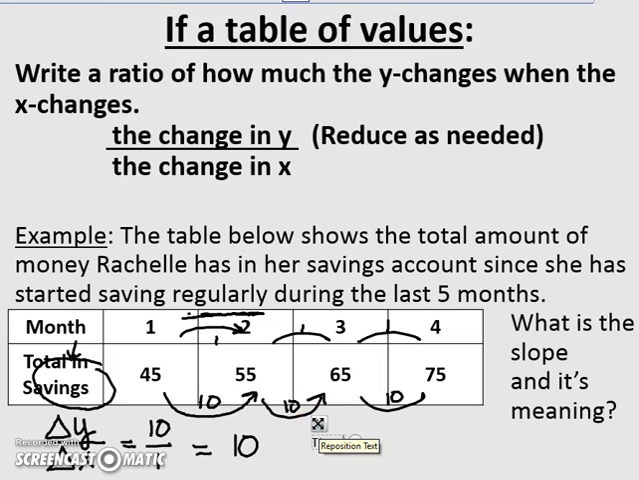The slope of Rachel's savings is 10 because she saves $10 each month.